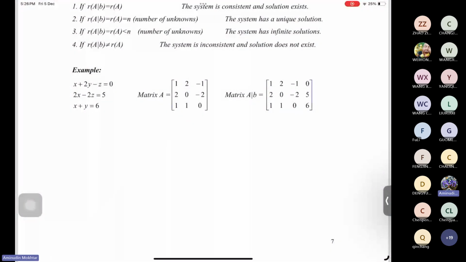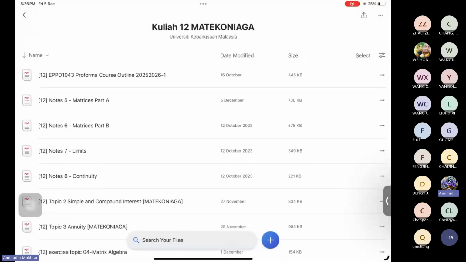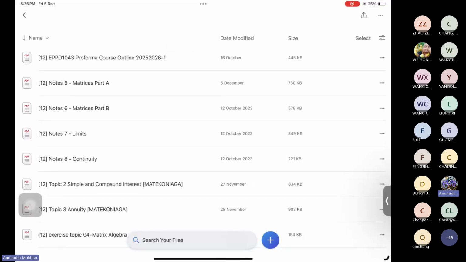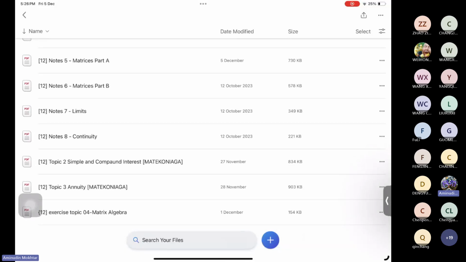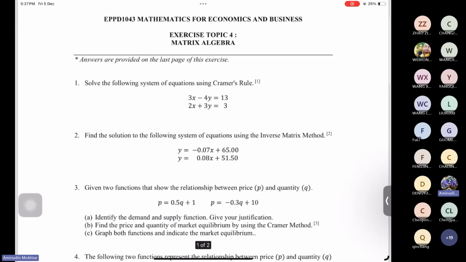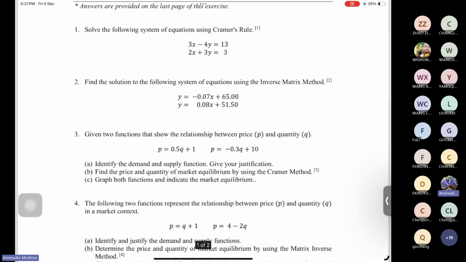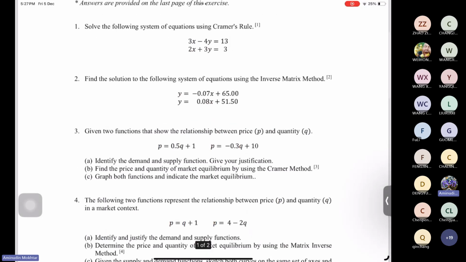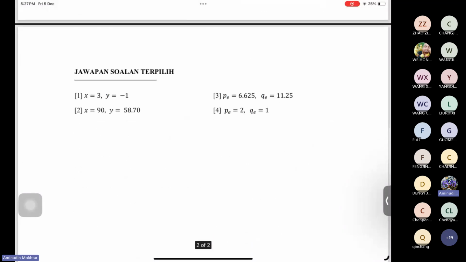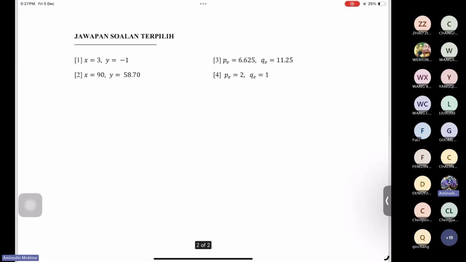Before that, I have something to share with you. I hope you can download it from UKM folio. There is one exercise here, an example of the test questions. I hope you can try to answer these questions. There are only four questions here, and for the final answers you can refer to page 2, where there is the selected answer for the tutorial.